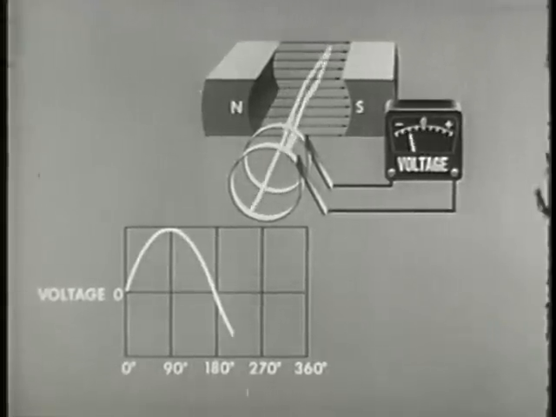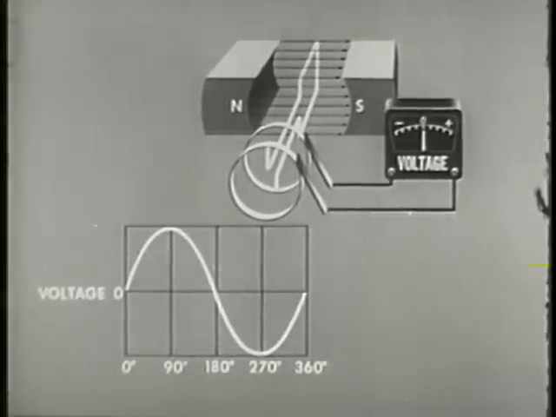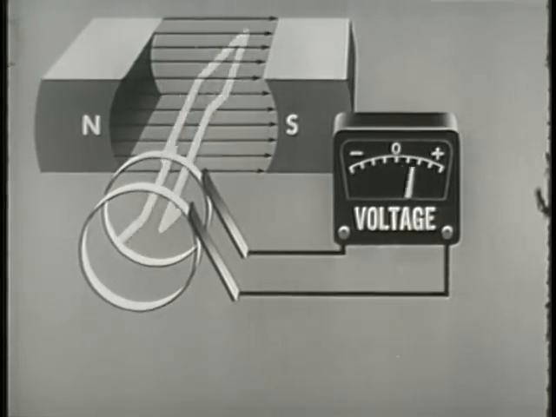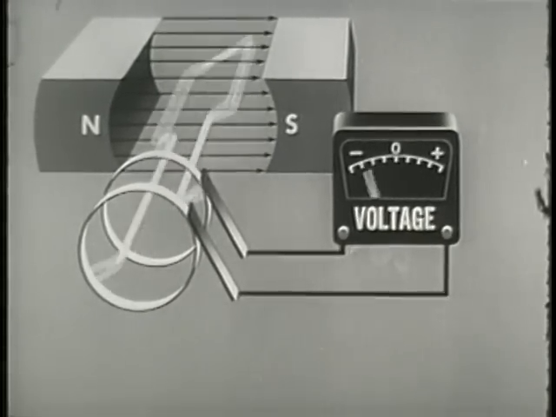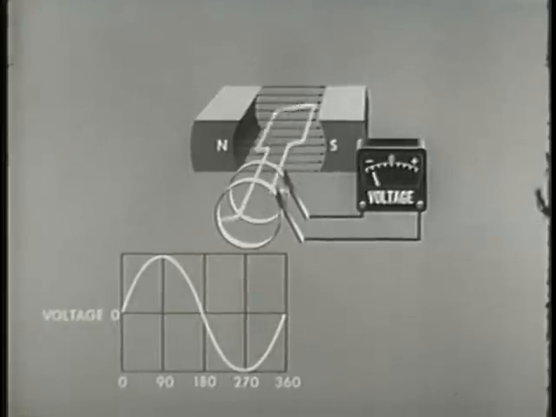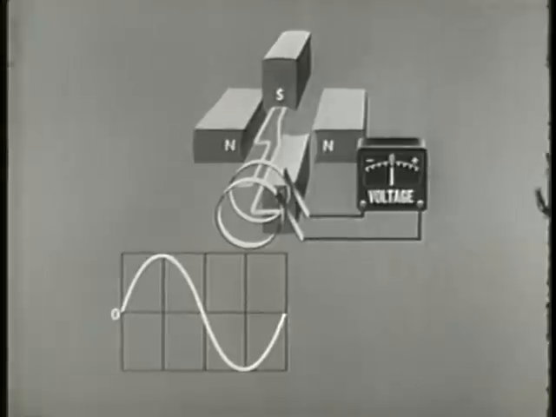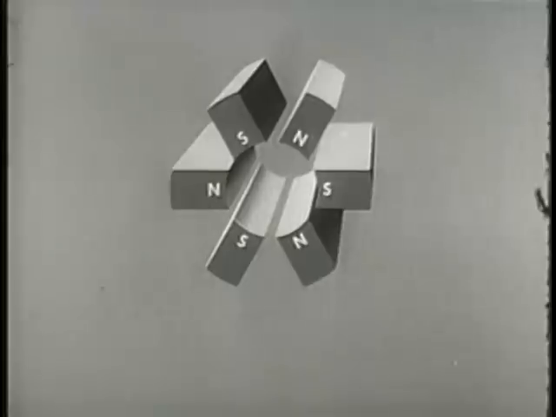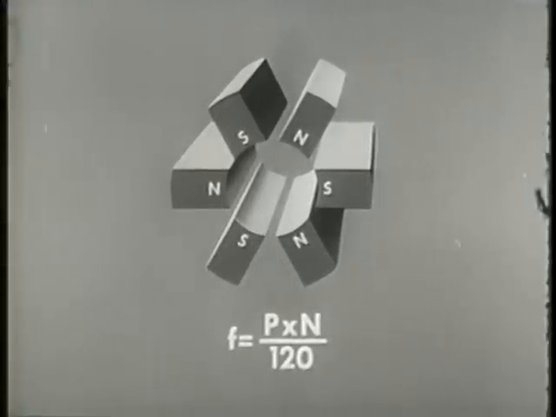Now to summarize, all rotating generators produce AC internally. The AC character of the output is maintained in the AC generator by the use of slip rings as load connectors. The frequency of the AC generator can be changed by introducing additional magnetic fields. The formula for frequency can be expressed as follows. F, or frequency in cycles per second, equals P, the number of poles, times N, revolutions per minute, over 120.